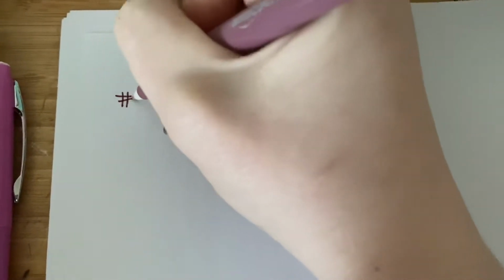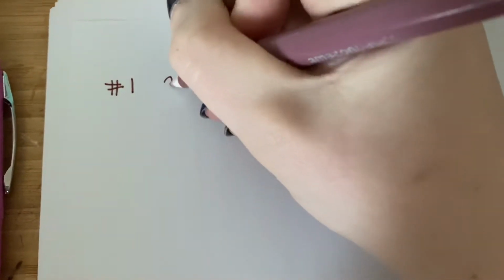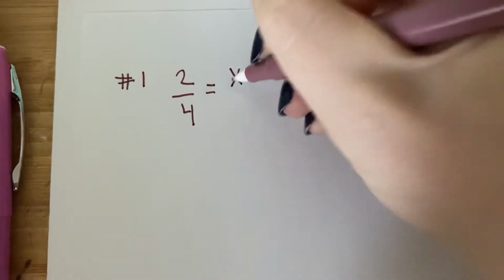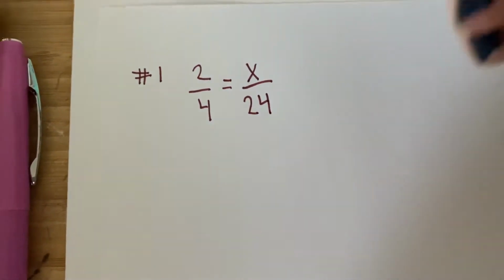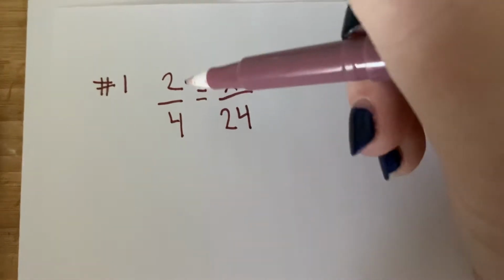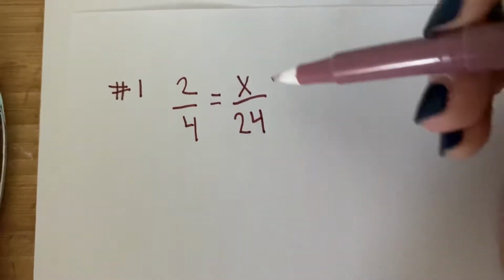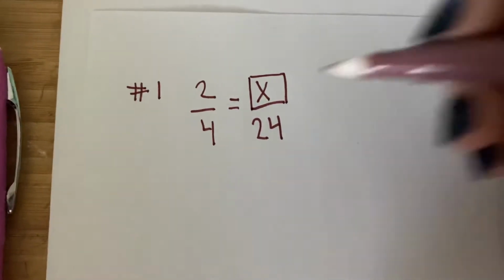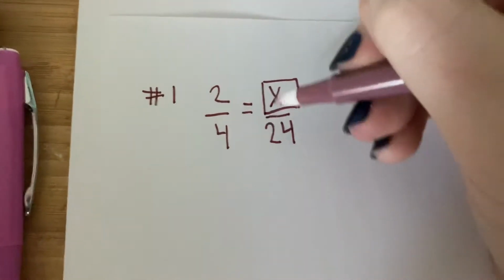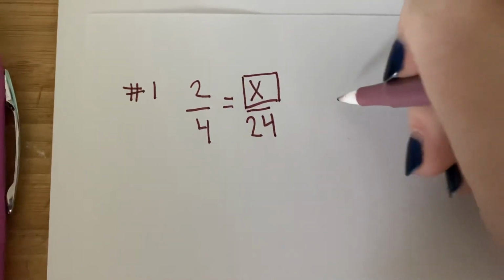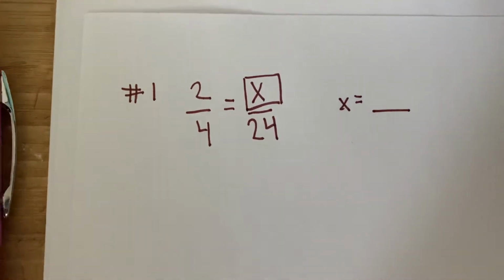Okay, so number 1, 2 over 4 is equal to X all over 24. Whenever we do proportions like this, we just need to make sure that both sides of our equal sign are equal to each other. Obviously, I'm going to be trying to solve for this X. So whenever I am doing anything, I can't forget that my main goal, my final answer is going to look something like X equals blank.